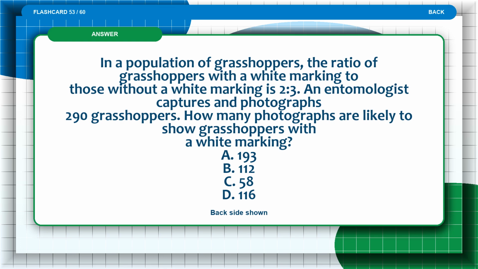The answer is, in a population of grasshoppers, the ratio of grasshoppers with a white marking to those without a white marking is 2:3. An entomologist captures and photographs 290 grasshoppers. How many photographs are likely to show grasshoppers with a white marking? A 193, B 112, C 58, D 116.